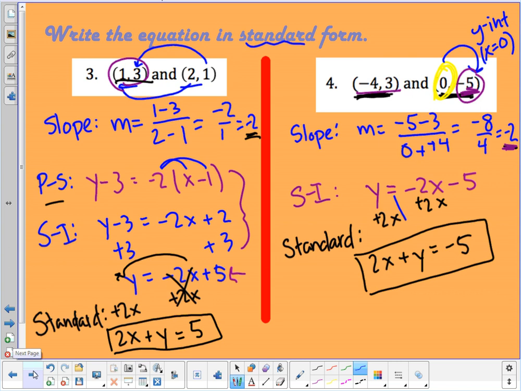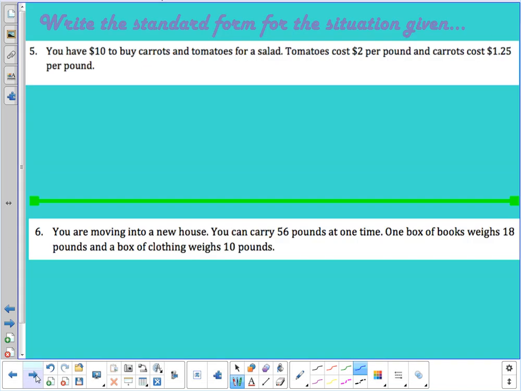All right, so now let's talk about writing some situations in standard form. In number 5, I have the situation: you have $10 to buy carrots and tomatoes for a salad. Tomatoes cost $2 per pound and carrots cost $1.25 per pound. We want to write a standard form equation for this.